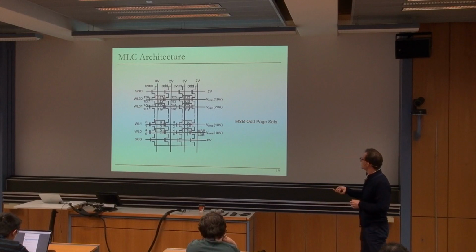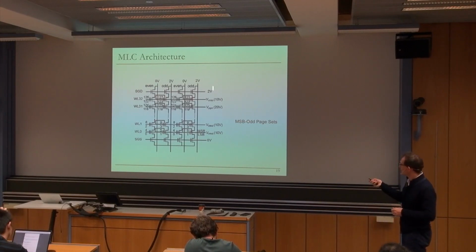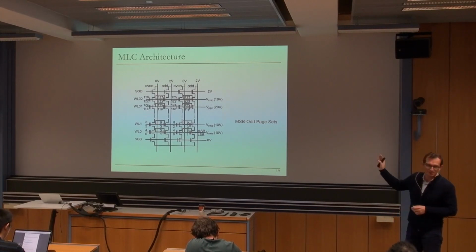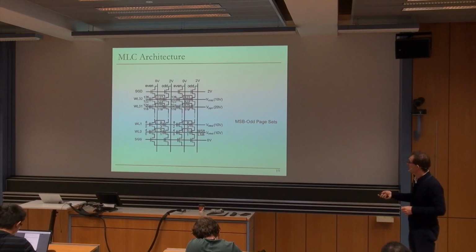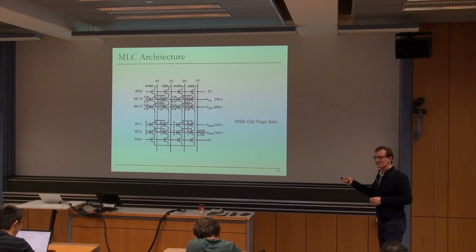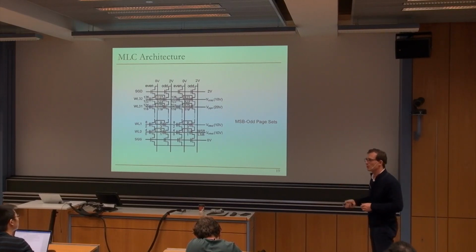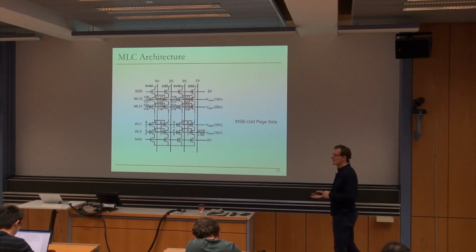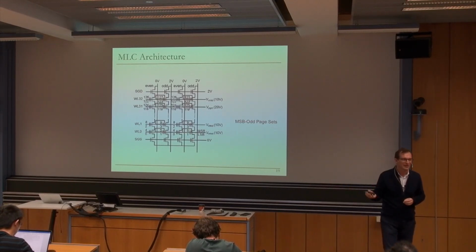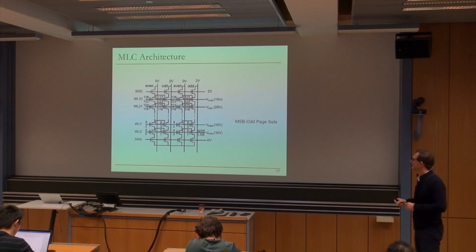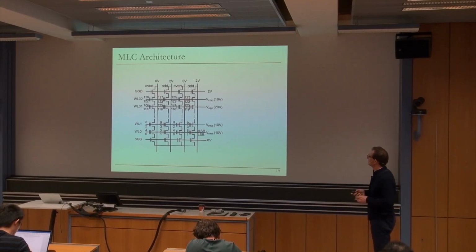But the interesting thing over here is whenever you're programming, you apply very high voltage. So this is about 20 volts in this example. That's a lot. And you also need to inhibit everybody else. That actually is about 10 volts. So programming these things actually takes a long time. That's why the write latencies are long and the energy is also very high. So ideally you want to program minimally.